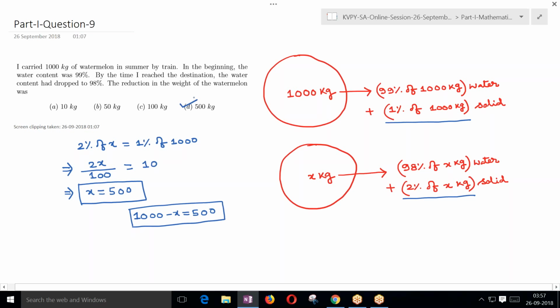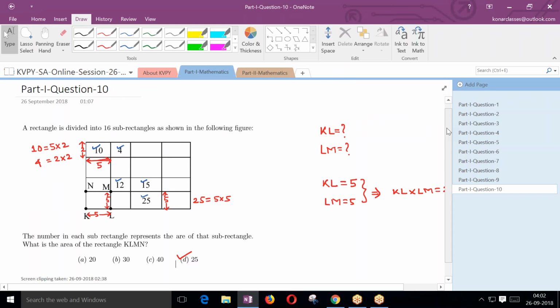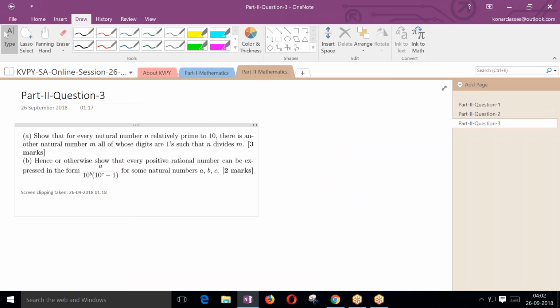Please do let me know if you have any confusion in this question. If not, we can proceed to the next question. With all the questions of part 1 done, now we can proceed with the part 2 questions, and let's look into the first question in part 2.